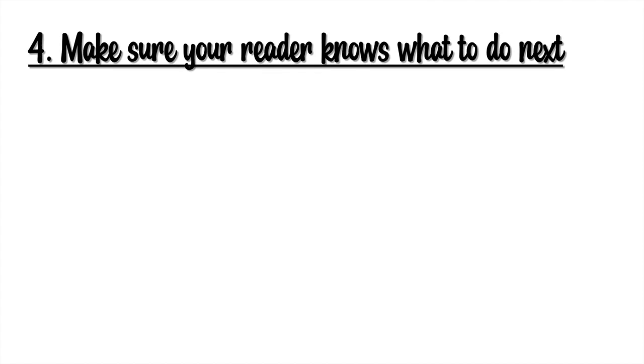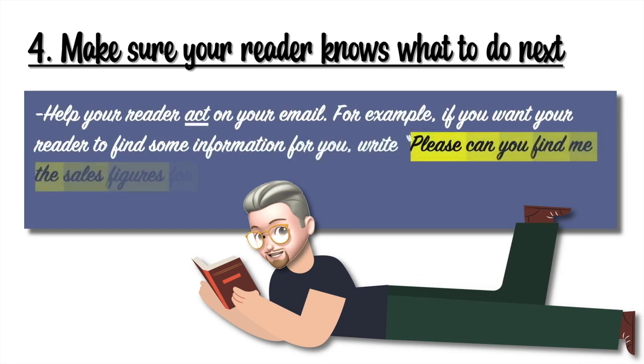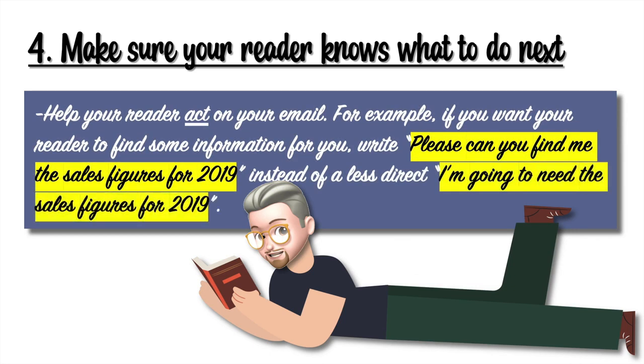Tip number 4. Make sure your reader knows what to do next. Help your reader act on your email. For example, if you want your reader to find some information for you, write, "Please, can you find me the sales figures for 2019?" instead of the less direct, "I'm going to need the sales figures for 2019."